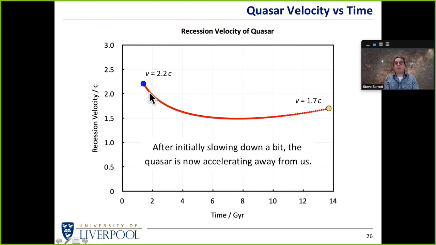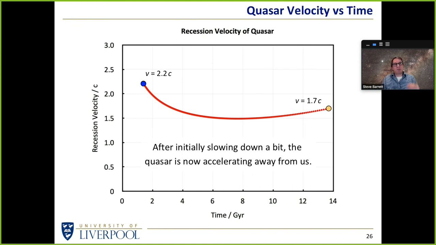What's actually happened is that the recession velocity of this quasar dropped for quite a few billion years. But look what's happened recently. It started accelerating. So you might expect, if the universe is expanding, that it would expand quite quickly and then slow down, because gravity will be pulling on everything in the universe and presumably slowing the expansion down. Not so. It appears that in the last few billion years it has been accelerating.